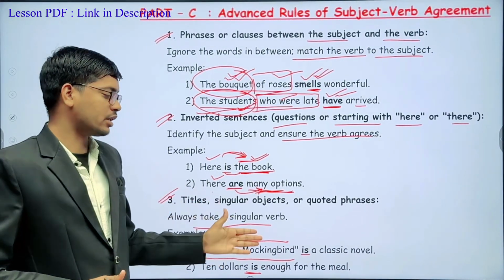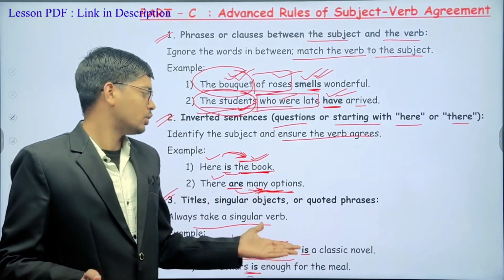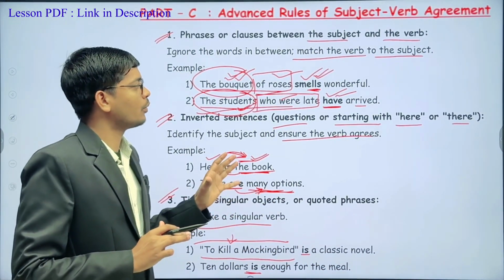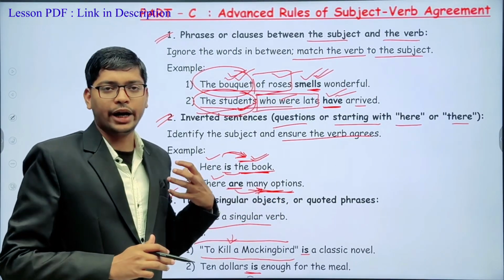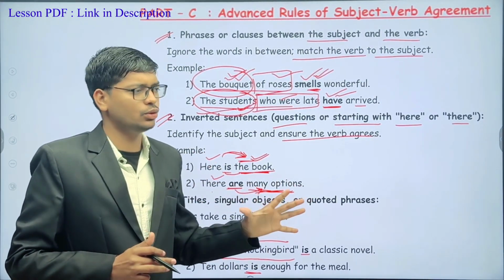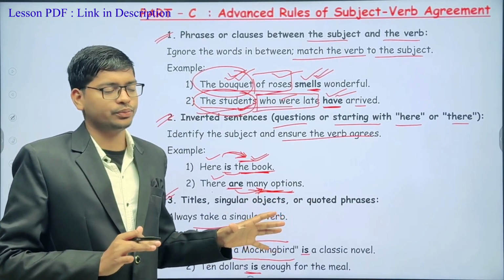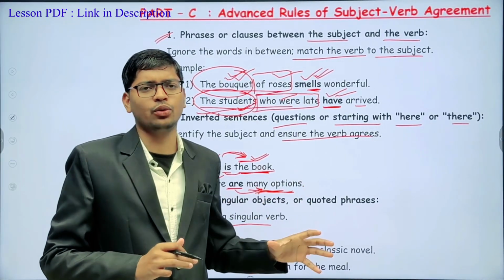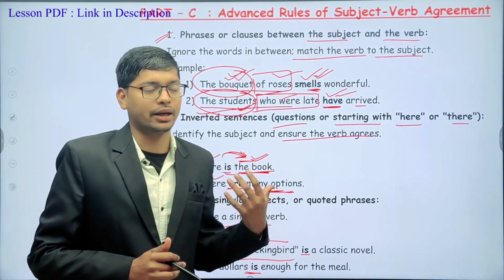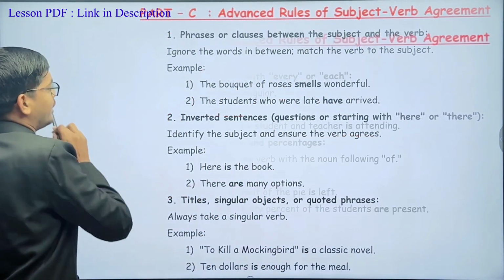$10 is enough for the meal. Okay, so guys, you understand about these type of rules. These are advanced level rules. I think this is something difficult, but you can easily understand. If you don't understand, you pause this video again and again. Okay, so let's see next.